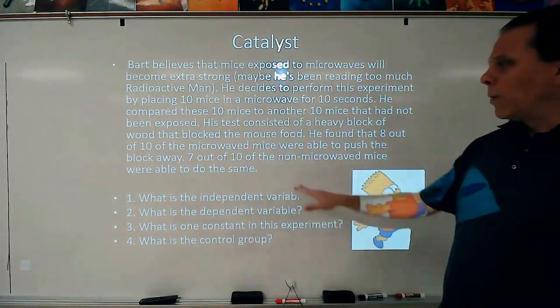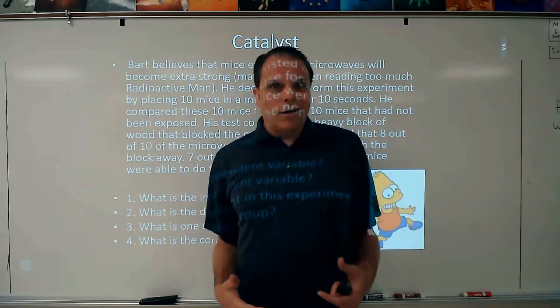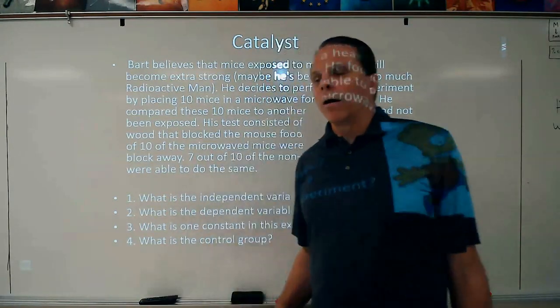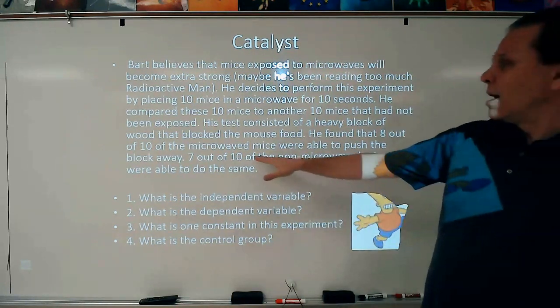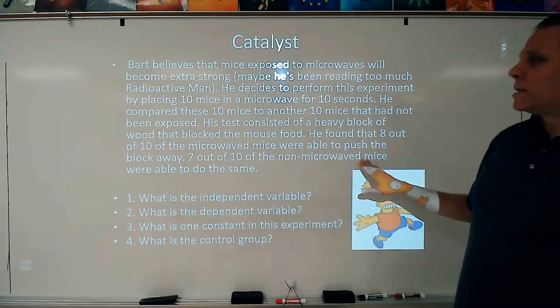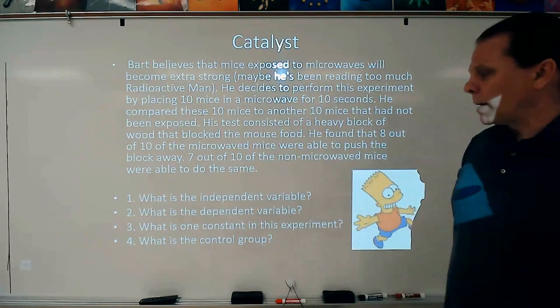What's the dependent variable? Well, it's their ability to push, right? Are they stronger? Can they push the block out more? All right. So can the distance, or not the distance, but the number of mice that were able to get to the food, that's basically your dependent variable.